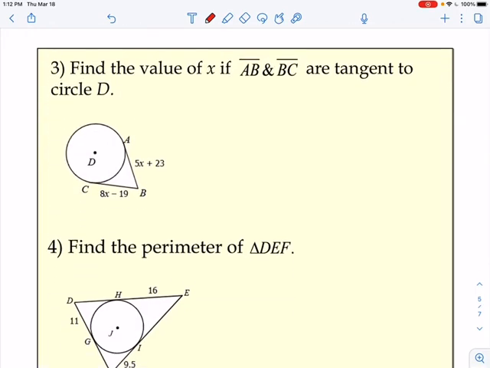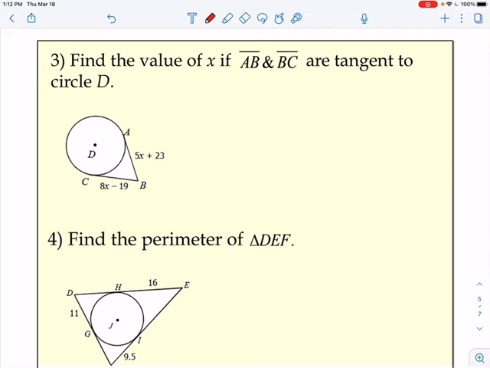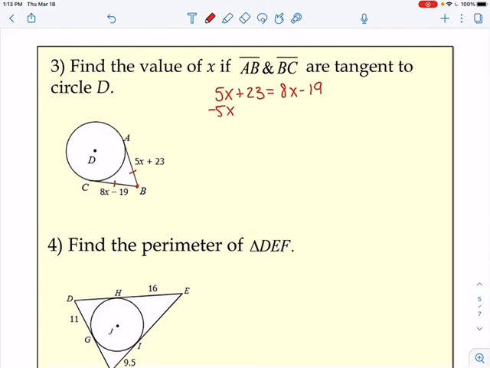For number 3, we want to find the value of x if AB and BC are tangent to circle D. Okay, so again, if those 2 lines are tangent and they meet at that same point B, that means that those 2 pieces are equal. So we want to just set 5x plus 23 equal to 8x minus 19. Again, it doesn't matter what you do first here.